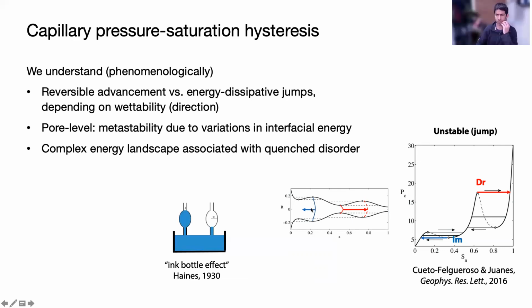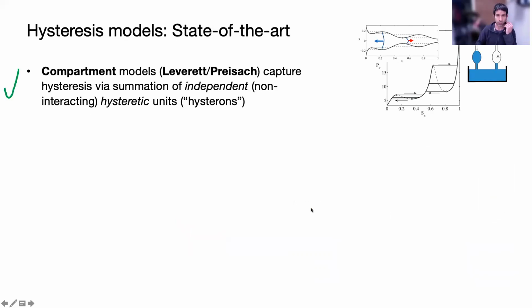So we have known all that for quite a while, and we have models that can capture and reconstruct the pressure saturation hysteresis very nicely. The most popular models are what we call the compartment models. In fluids, it's the Preisach model; in magnetic systems, it's the Preisach model. What they are built of is this concept of, again, the ink bottle, if you want, what they call hysterons, or hysteretic units.